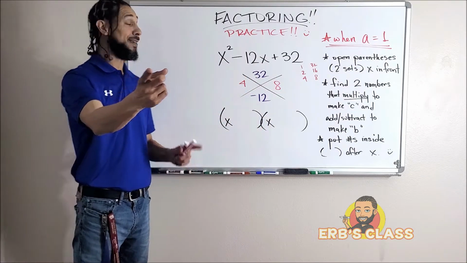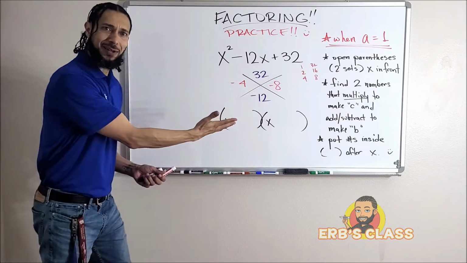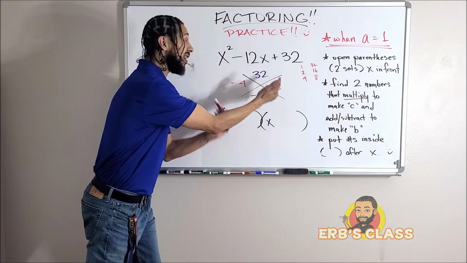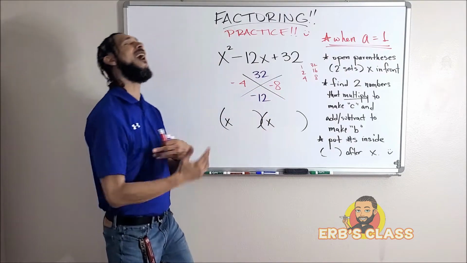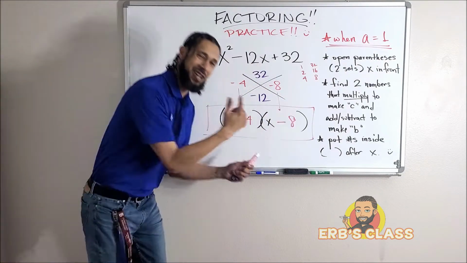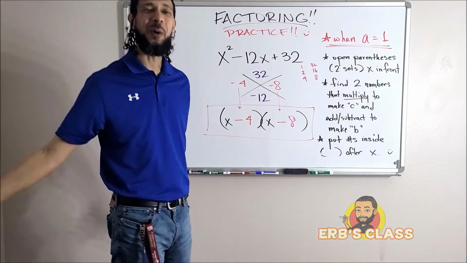I got an idea. Yeah, what if they're both negative, right? If I'm multiplying a negative times a negative, I still get a positive. But now when I add them together, it's negative 12. Yeah. You know what to do next. Yeah, put them numbers in the parentheses, of course.